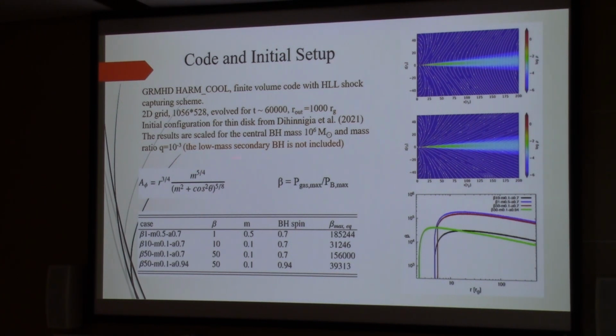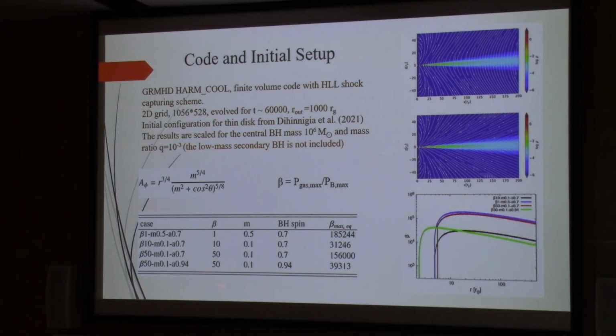10^-3. And we have this non-zero component of the vector potential for the initial magnetic field, and this m parameter controls the inclination angle of the initial magnetic field. So here we see the differences. Higher m means higher inclination angle for the poloidal field, and this is lower, m equals 0.1.